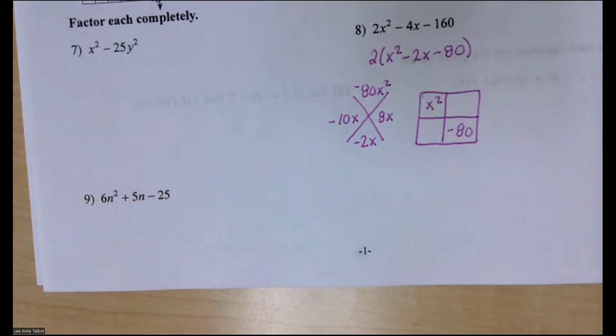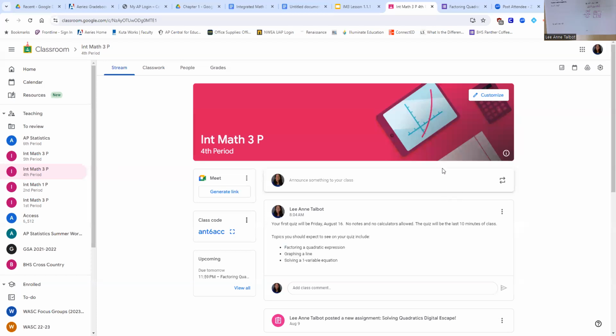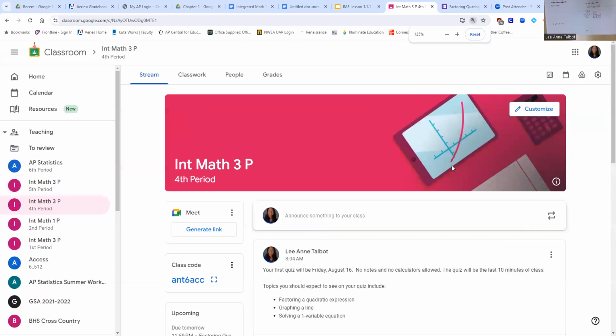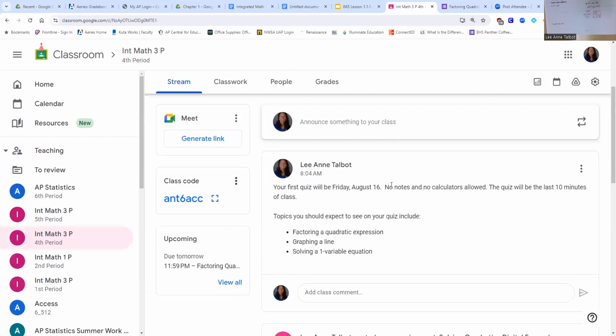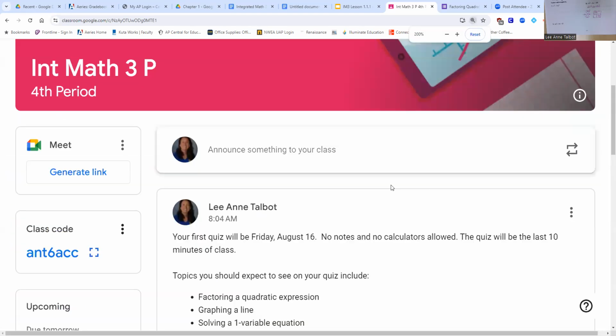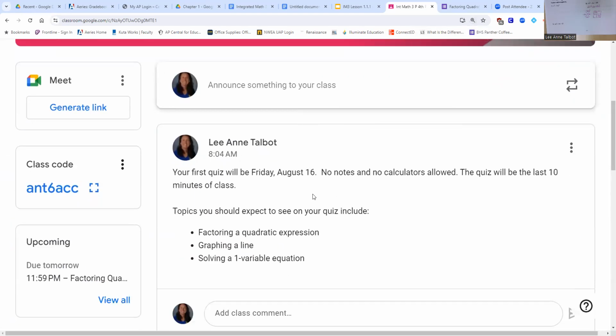All right, you guys. So next thing I want to do is talk about this. Okay, let's read this together. Your first quiz will be Friday. We talked about this already, right? Okay, just want to be clear. This is on Google Classroom, by the way. I posted it this morning. No notes and calculators allowed.